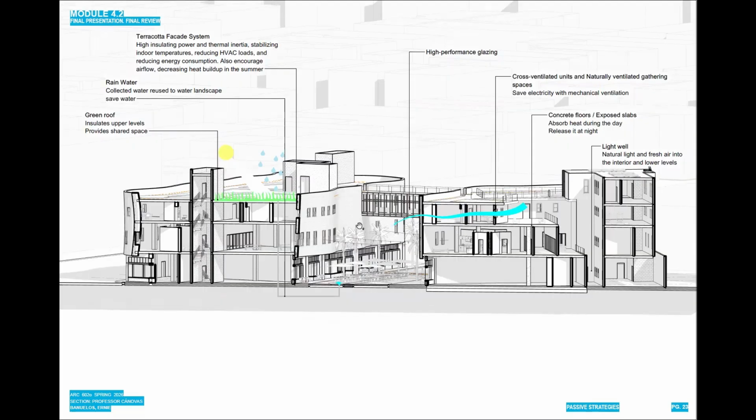For my passive strategies, going with the green roof, which insulates our upper levels, also helps collect water that can be reused to water green landscapes. Terracotta facade system that can stabilize indoor temperatures as well as high performance glazing. There's cross ventilation for units and gathering spaces, as well as concrete floors that absorb heat during the day and release at night, as it can get pretty chilly at nights. And then we also have the light well that brings in natural light and ventilation.